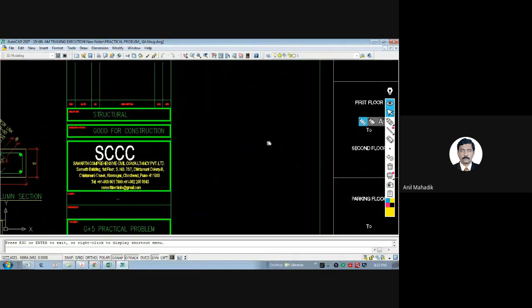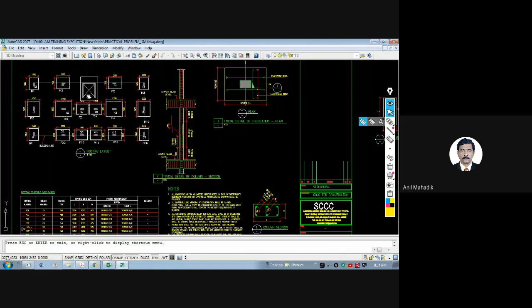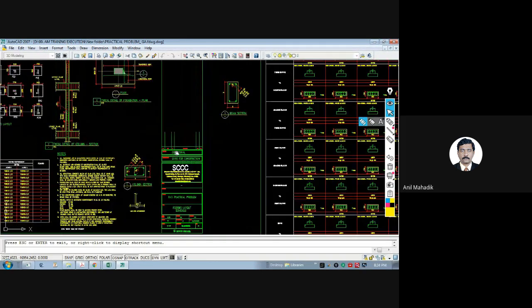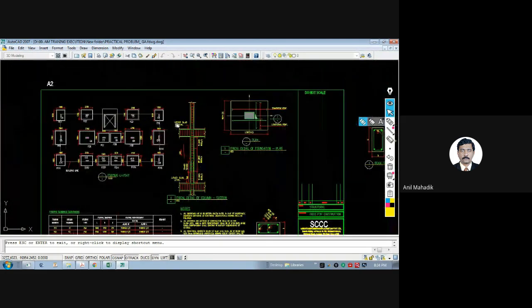There are different statuses of the drawing. Many times our drawings may be for communication purpose only. Let's say I want to share this drawing with the architects for their review, or I want to have a meeting with the architect and for discussion I want this. So I cannot say that this is my good for construction drawing. Good for construction means if the contractor gets this drawing, he will start the work without asking anything. He will assume that everything is correct and he will start the work.